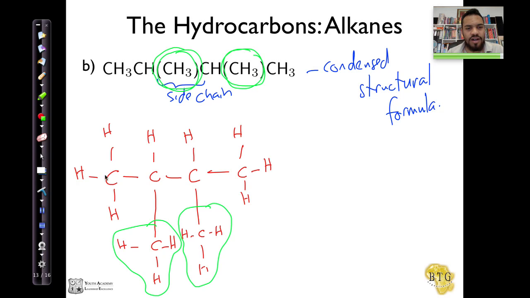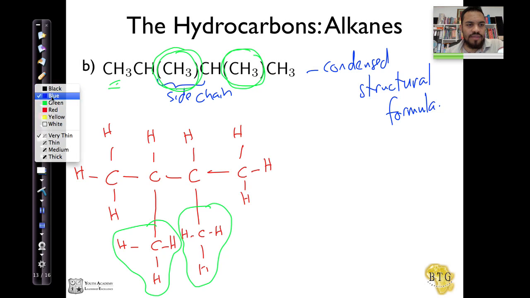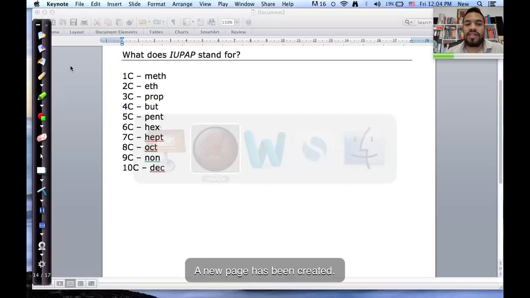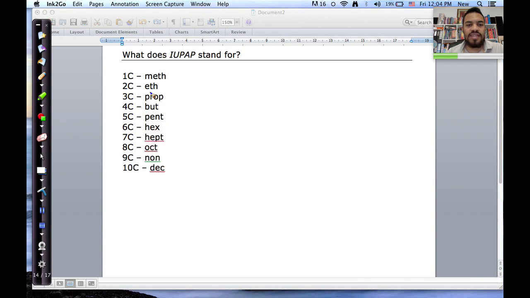That's the first carbon atom with 3 hydrogens, which is represented as such. This is the second one that has 1 hydrogen and 1 side chain on the side. Next one's got a hydrogen and another side chain on the side, and the last one over there has got 3 carbons. Now we already know it's a side chain, so let's start naming this. Number it 1, 2, 3, 4. Now, you tell me, what is 4 carbons? By now you should have memorized it. And 4 carbons is bute or but.